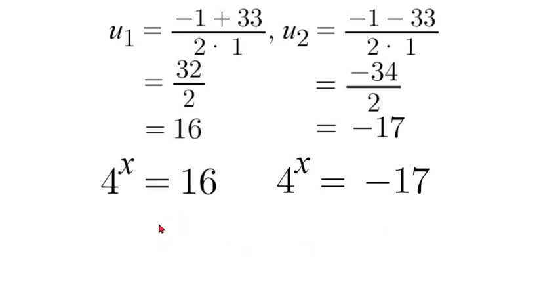Now on the left side, we should be able to recognize that 4 squared is equal to 16. So therefore, our x value would be 2. So x is equal to 2. And that is how you solve that Olympiad math problem.